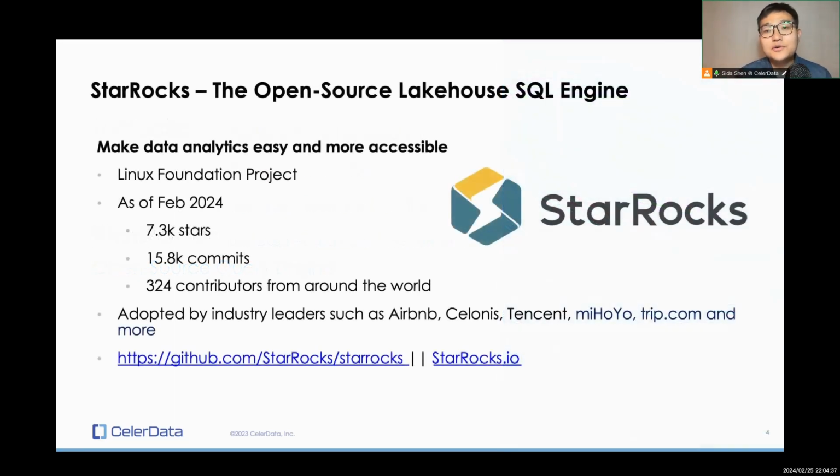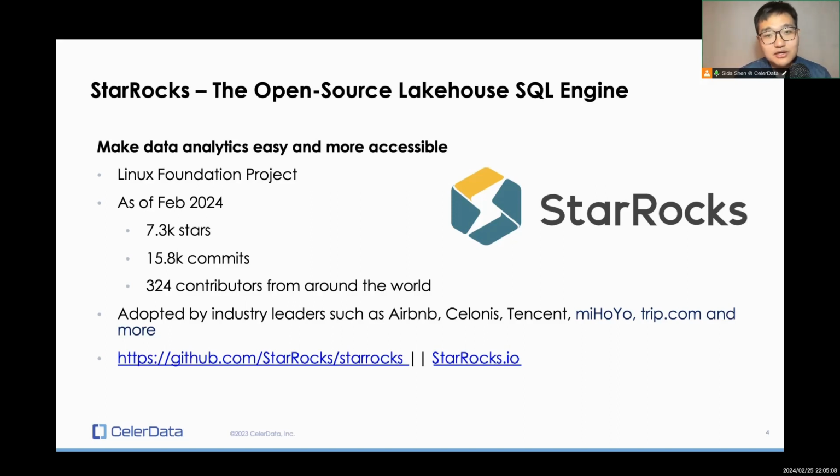So first, let's talk about StarRocks. StarRocks is the open source Lakehouse SQL engine. A problem that we see a lot, especially in the data analytics field, is that a lot of problems can be solved on the database side or on the infrastructure level. But instead, vendors are forcing the users to build costly workarounds, data pipelines, to work around those problems.